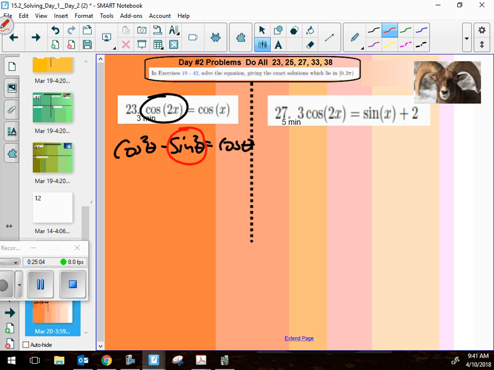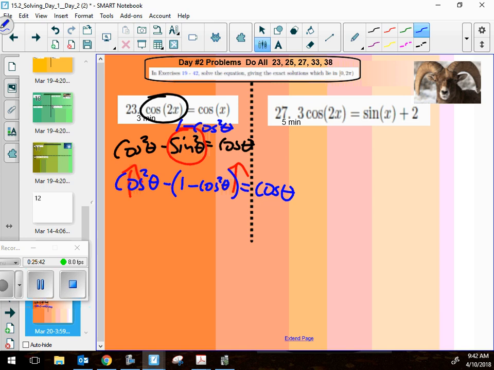Remember, that's what identities were all about. Whenever I see sine squared, I can replace it with a lot of other things. Granted, I could make it 1 over cosecant, but that doesn't help at all. What could I put it in so that it would actually be a cosine in there? What could I put in for it? Yes, 1 minus cosine squared. So now I have cosine squared minus parentheses 1 minus cosine squared is equal to cosine. How did that help? Got it down to only one function.